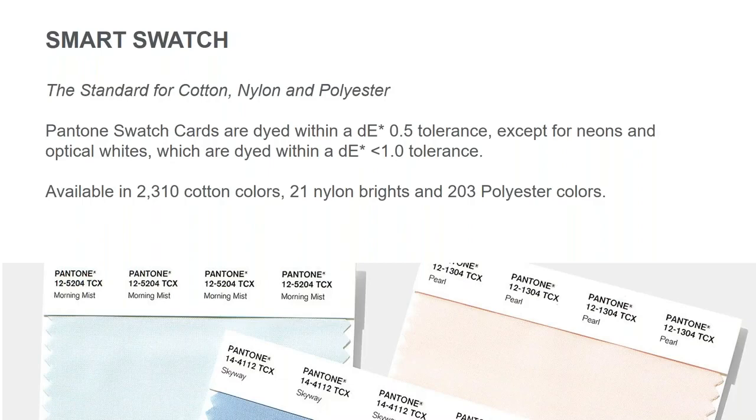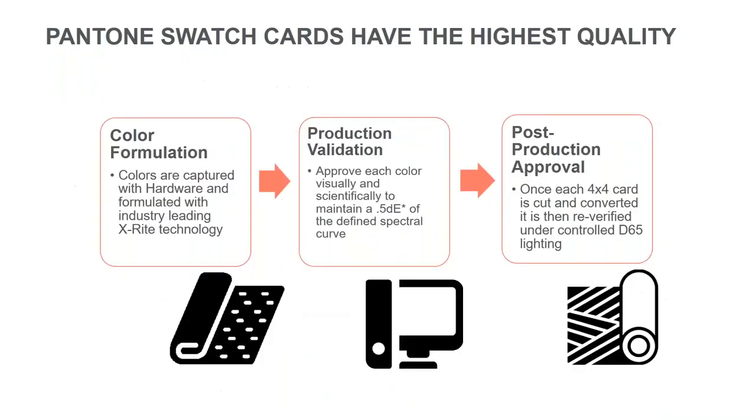And they're available in all 2,310 cotton colors, also the 21 nylon brights and the 203 polyester colors. So the key takeaway here is you've got something that's very close visually to every other swatch of that type that's somewhere else in your production chain being used as a visual match. And there's also a digital target available that can help you with dye formulation and QC once you go instrumental.